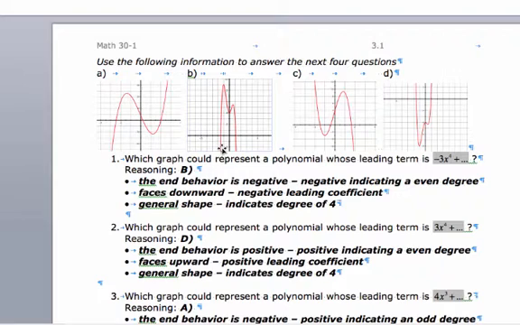If we look at B, it has an end behavior that is both negative. End behavior is the same, which means that we're talking about an even degree polynomial. It has these extra bumps, unlike the parabola, which tells us that we're talking about a fourth degree polynomial. So we know it's going to be negative and a degree of 4. Our end behavior is negative, negative, faces downward, which tells us we have a negative coefficient, and then the general shape indicates a degree of 4.